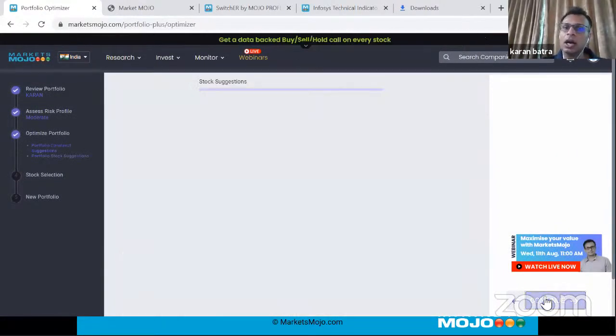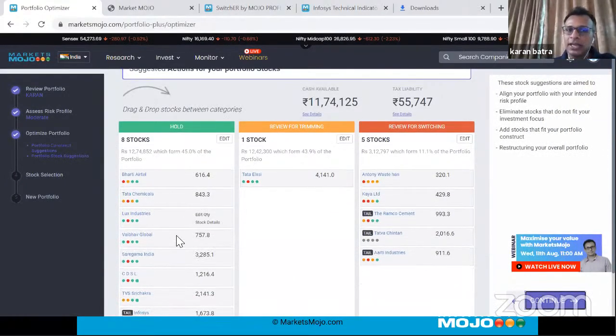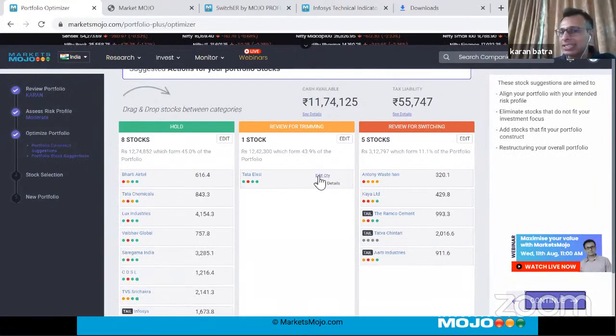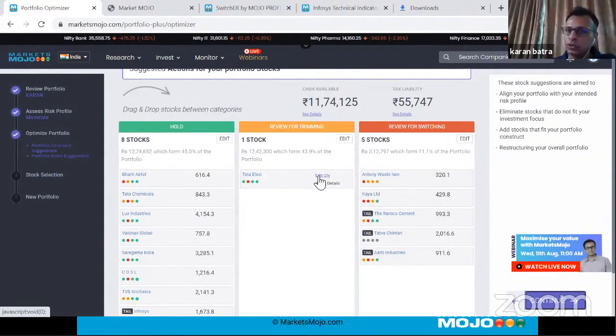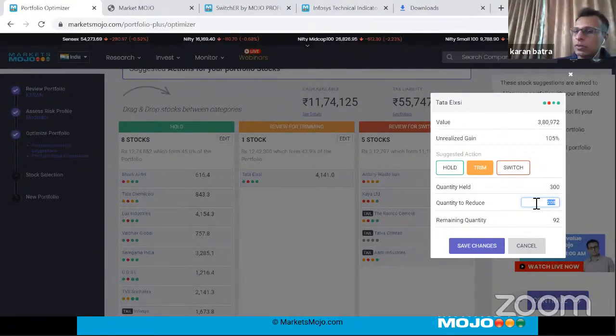And this is how I will go about correcting this process. So of the stocks that I own, 8 are fine. I can continue to hold. Tata Elxsi, I need to trim down. It's a good stock, but I need to trim. How much? So I'm holding 300. I have to sell 208 and I'll be left with 92. I can make changes. So this is a completely do-it-yourself DIY tool.